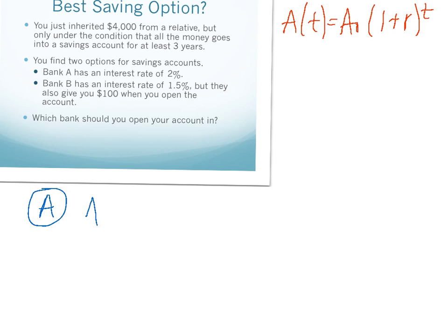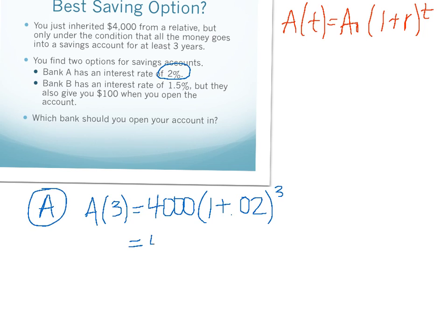So for Bank A, we have A sub 3 at the end of 3 years. We're starting with $4,000. And in Bank A, our interest rate is 2%. 2% as a decimal is 0.02. So we have 1 plus 0.02 in parentheses, and we know this is going to be 3 years from now. When I plug that into my calculator, I find out that I have $4,244.83 at the end of 3 years.